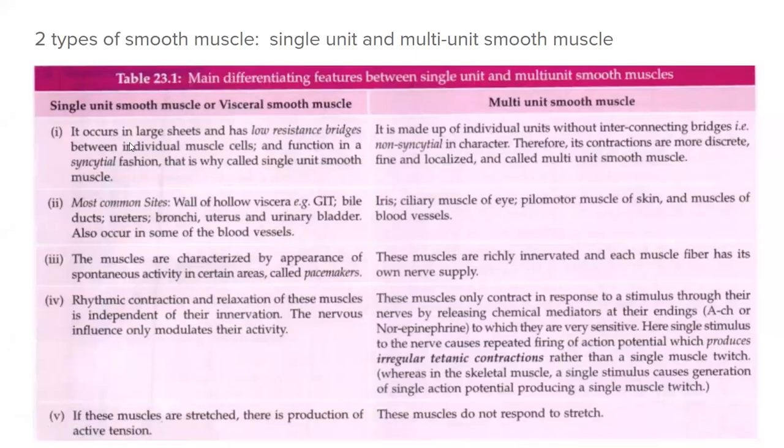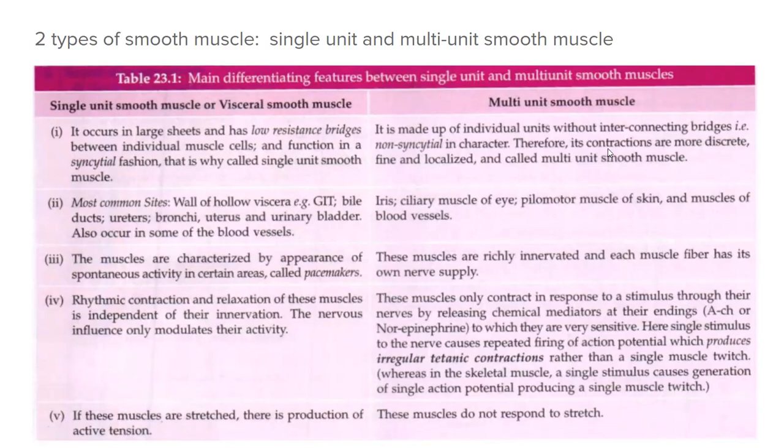This thing we already spoke about, the single unit and the multi-unit smooth muscle. The single unit, they are in large sheets, they are low resistance bridges and function in a syncytial way. They have gap junctions which transmit depolarization impulses from one to another and can travel long distances like that. So these are predominantly present in the GIT, bile tract, ureters, bronchi, uterus, urinary bladder, things like that. So the muscles are characterized by appearance of spontaneous activity in certain areas called pacemakers.